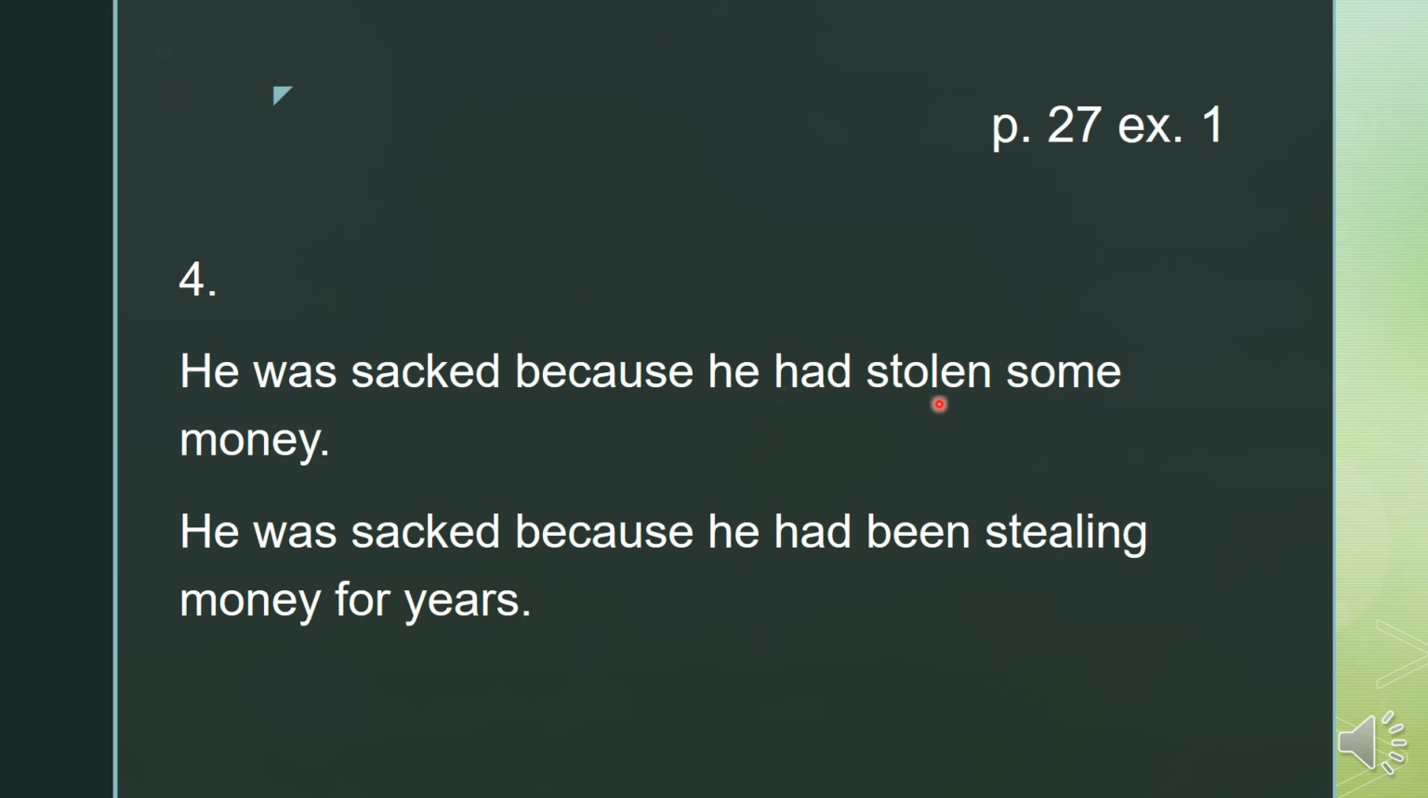But past perfect simple, it happened maybe only once. It's not clear from the sentence, but probably only happened once. Began in the past of the past, ended in the past of the past. It's over. After it had happened, the boss found out, fired. This is a different one, the second sentence, right? He started stealing, and then he kept on stealing for a long time, and then his boss found out, right?